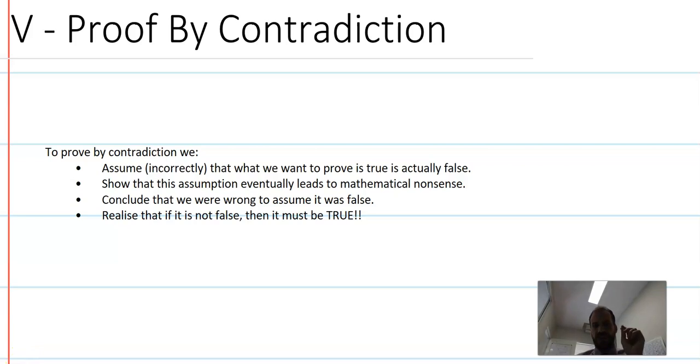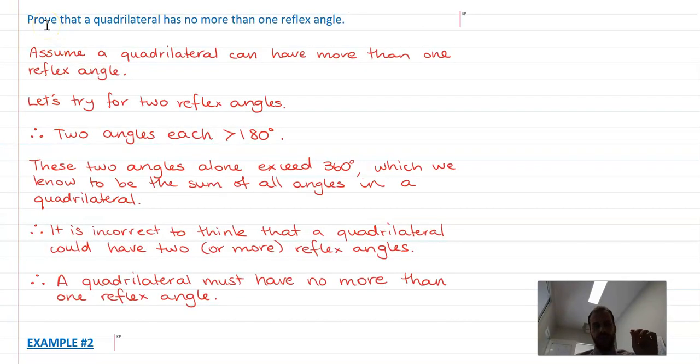You can pause the video and stop and think about what all that means, or you can just jump straight to this example and make a lot more sense. The first example here, prove that a quadrilateral has no more than one reflex angle. So a reflex angle is more than 180 degrees.